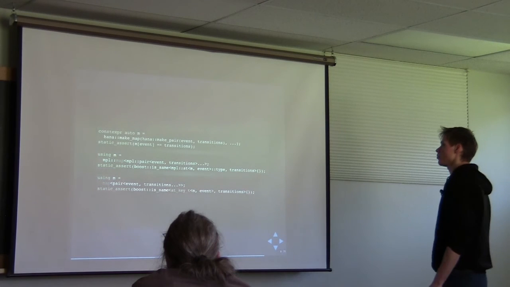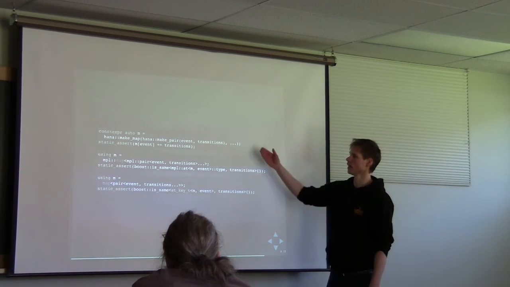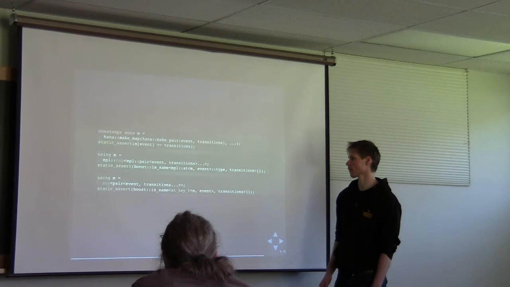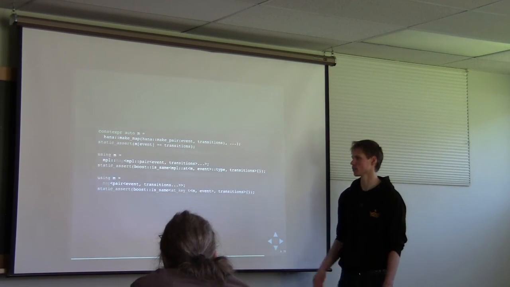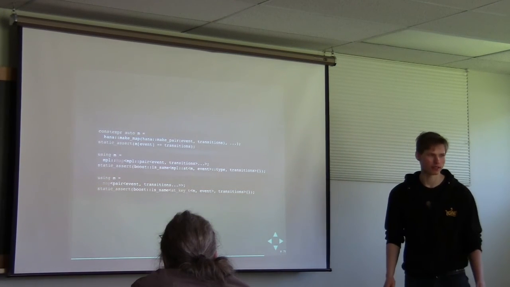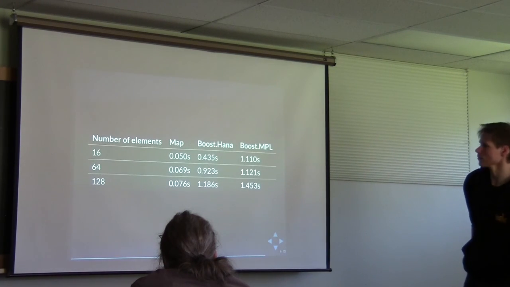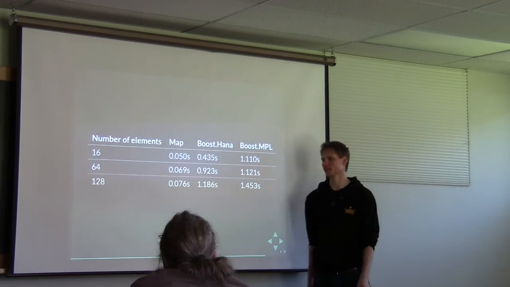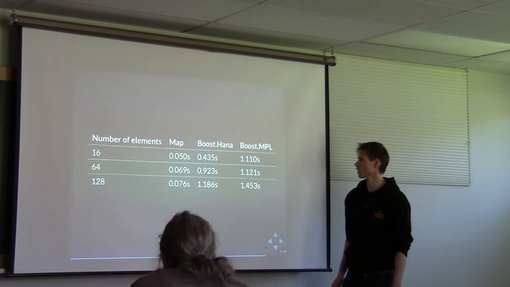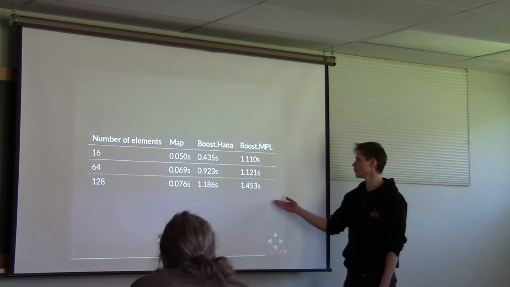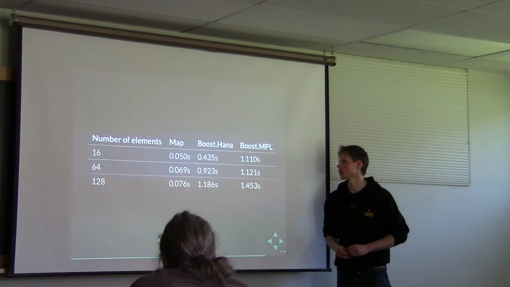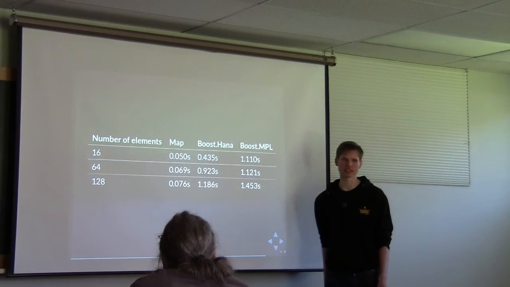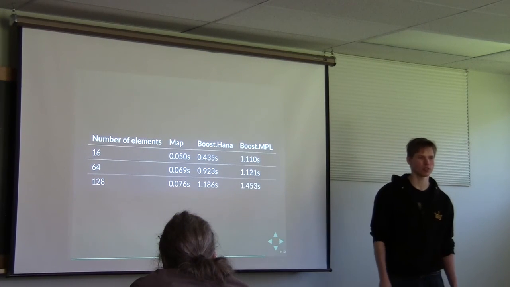So I made a comparison as well. In Hana we use map, in MPL we use map, and we can use the map which was done this way. And that's the result. This map is scaling pretty well. Boost Hana has more overhead. MPL is slower as well. So having these values, we can easily make it compile fast.